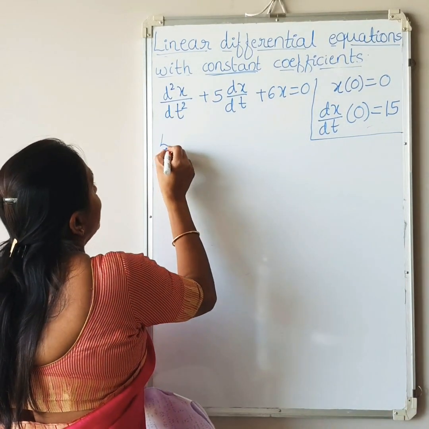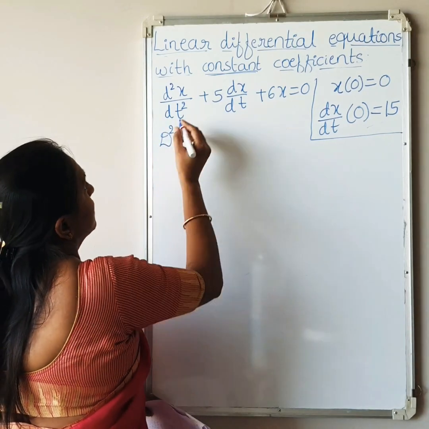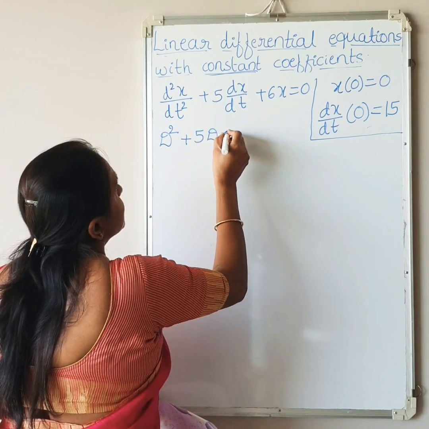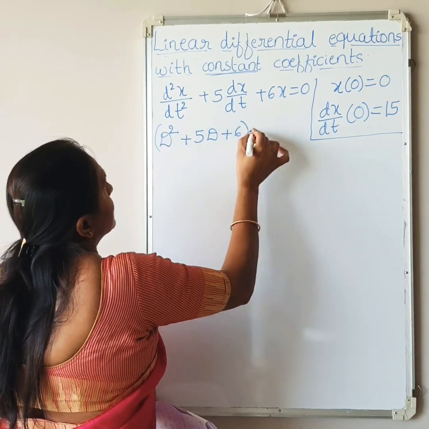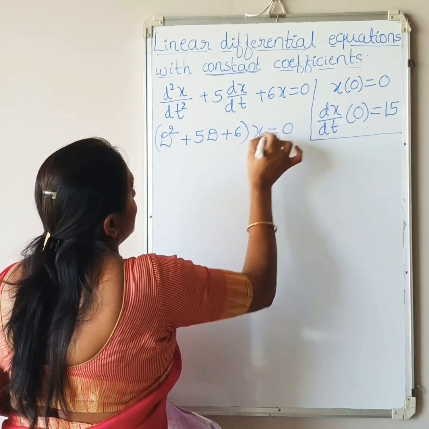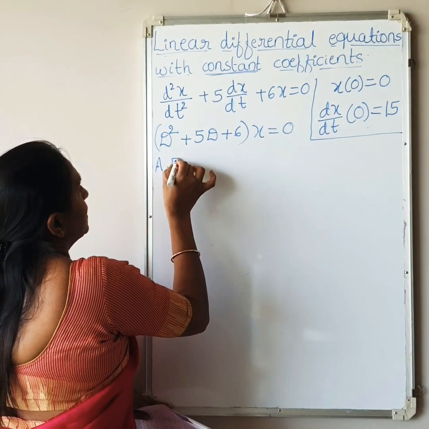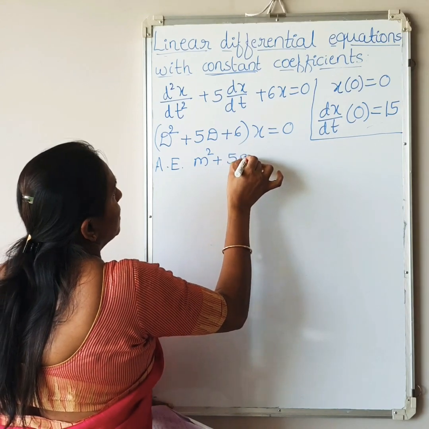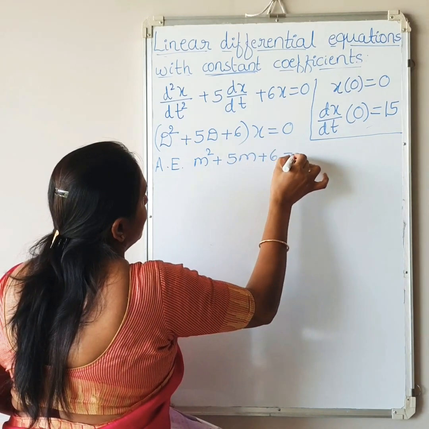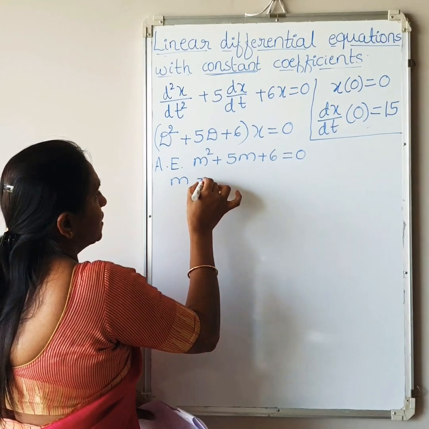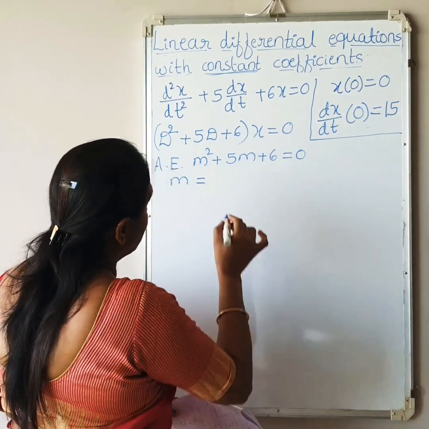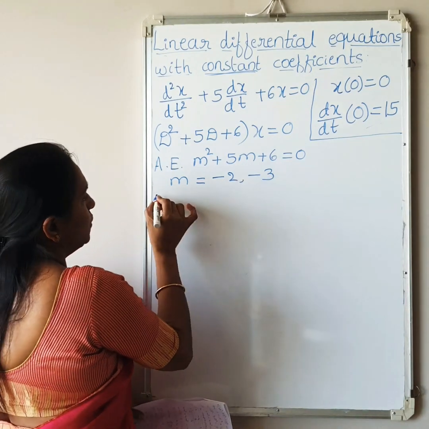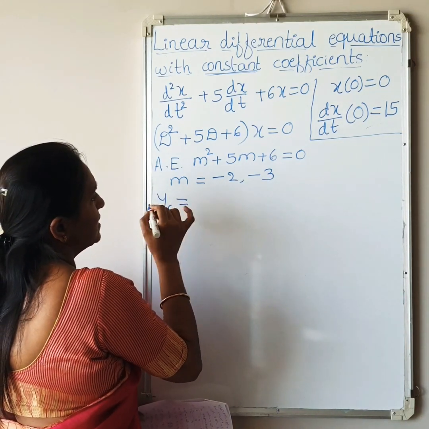So we will write by differential operator, D square plus 5D plus 6, x is equal to 0. What is the auxiliary equation here? Auxiliary equation is m square plus 5m plus 6 is equal to 0. And what are the roots of this equation? Roots of this equation are minus 2, minus 3. Then we will write the solution. 2 roots, they are real and distinct.